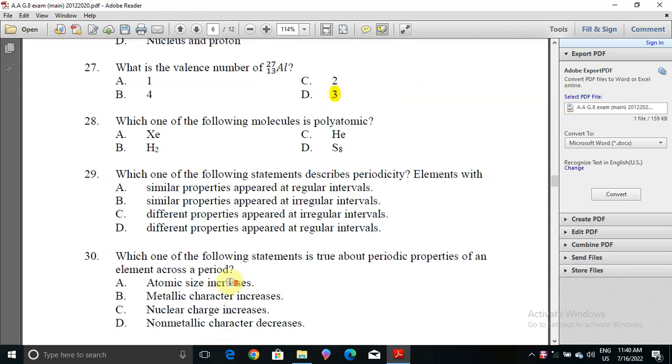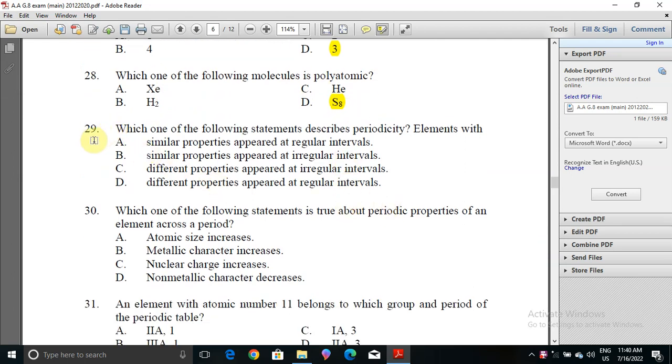Okay, now question number 28. Which one of the following molecules is polyatomic? Polyatomic is like sulfur. But xenon, no. Helium, no. H2 is diatomic, but polyatomic is like sulfur.